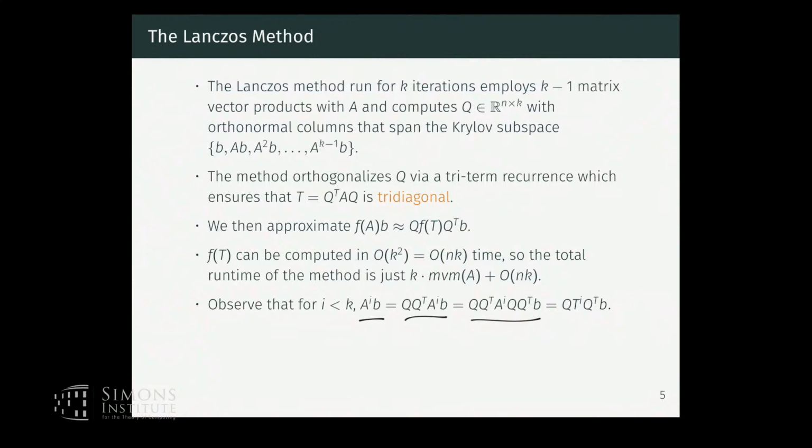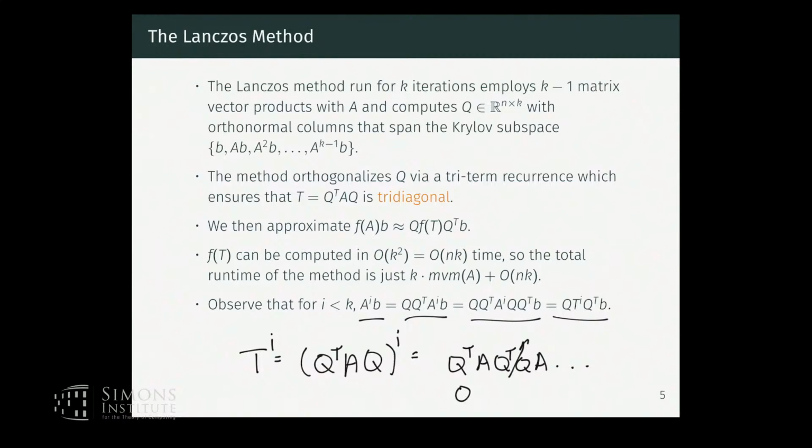And this is exactly equal to the Lanczos approximation. This is equal to Q T to the i Q transpose b. That's because T is equal to basically Q transpose AQ. So if I raise this to the ith power, I get Q transpose A Q Q transpose A Q, a bunch of times. All these middle terms cancel out, and I just get Q transpose A to the i Q. Okay, so this is T to the i.